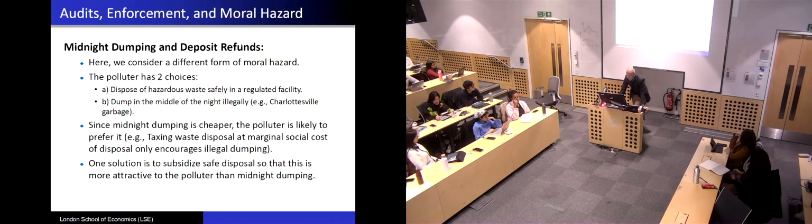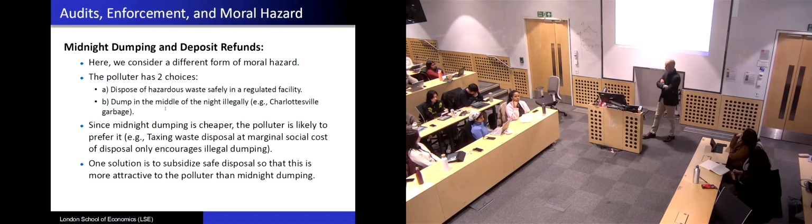Let's say that we have a polluter, and the polluter has two choices. One is to dispose of hazardous waste safely in a regulated facility, or the other is to dump it in the middle of the night illegally. We talked about it when we discussed the Charlottesville paper, remember? There are two options when we put a price on a bag of garbage. We can either do what the regulator wants us to do, or we can do something that is not socially desirable.